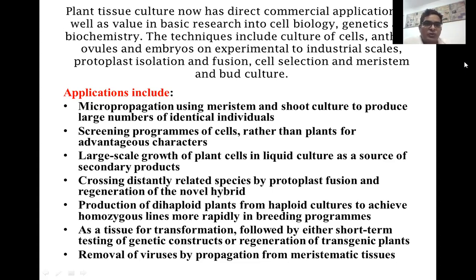So other applications also include micropropagation by using meristem and shoot tip culture to produce a large number of plants. And another thing is the technology where you can screen the cells rather than plants. At a large level, at higher scale, you can screen the cells for their advantageous characters. You can use them in breeding, or you can use large scale growth of plant cells in liquid culture as a source of secondary metabolites.